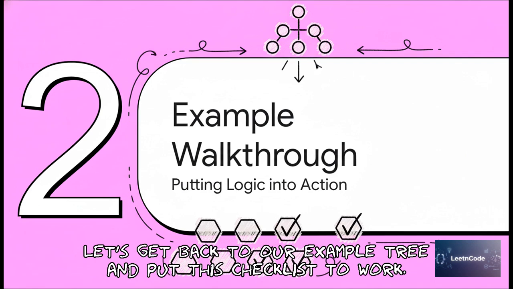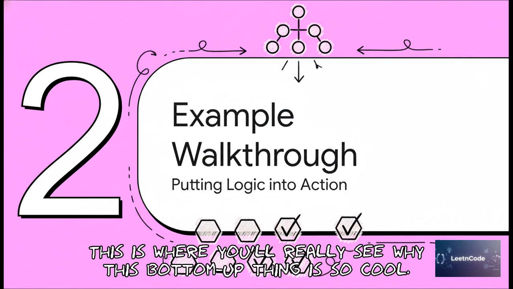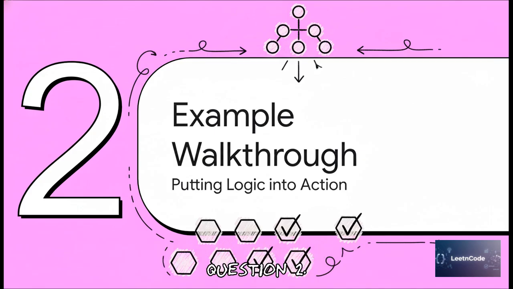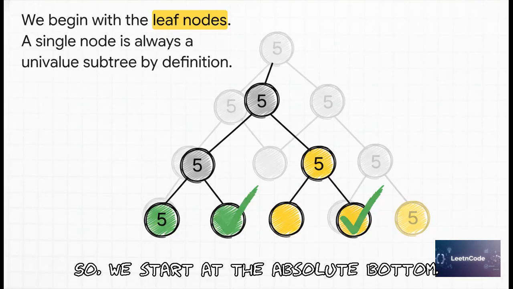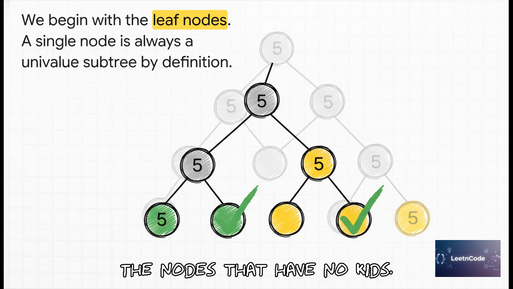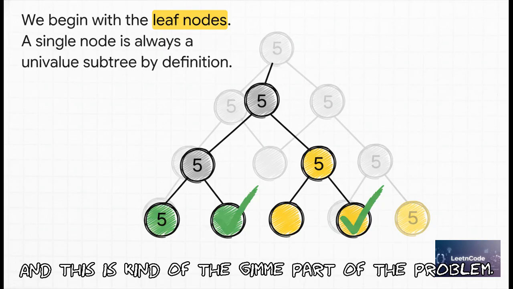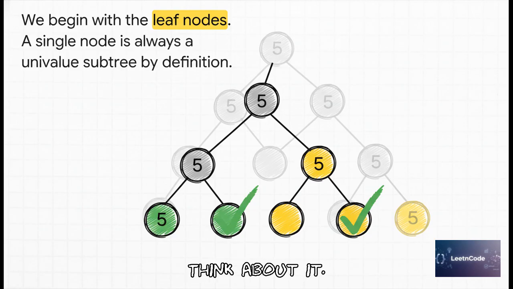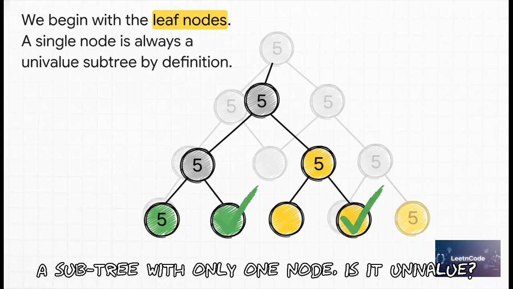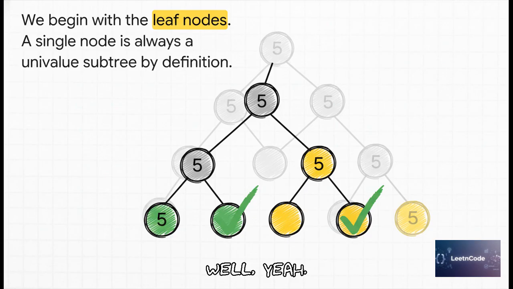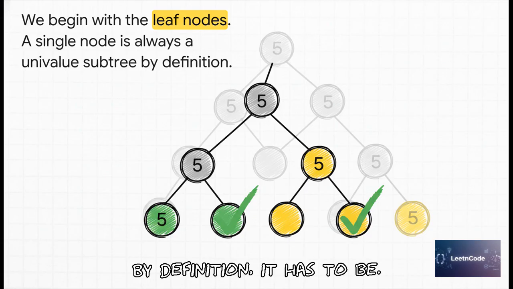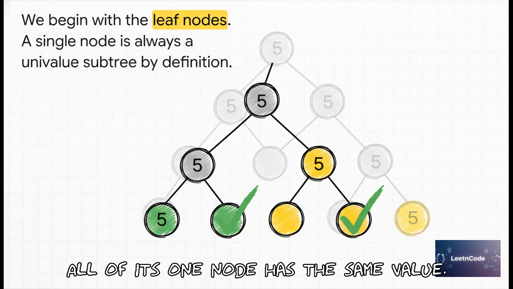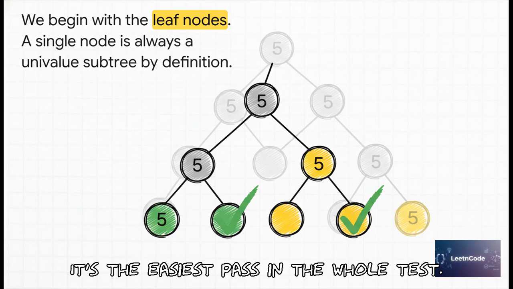Let's get back to our example tree and put this checklist to work. This is where you'll really see why this bottom-up thing is so cool. So, we start at the absolute bottom, the leaves, the nodes that have no kids. And this is kind of the gimme part of the problem, our base case. Think about it. A subtree with only one node, is it Univalue? Well, yeah. By definition, it has to be. All of its one node has the same value. It's the easiest pass in the whole test.